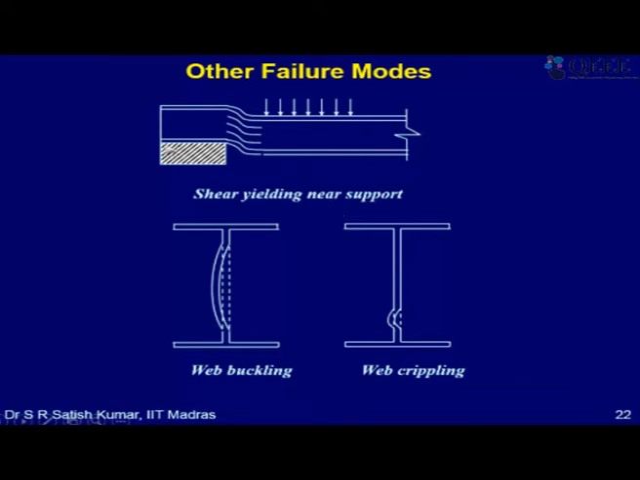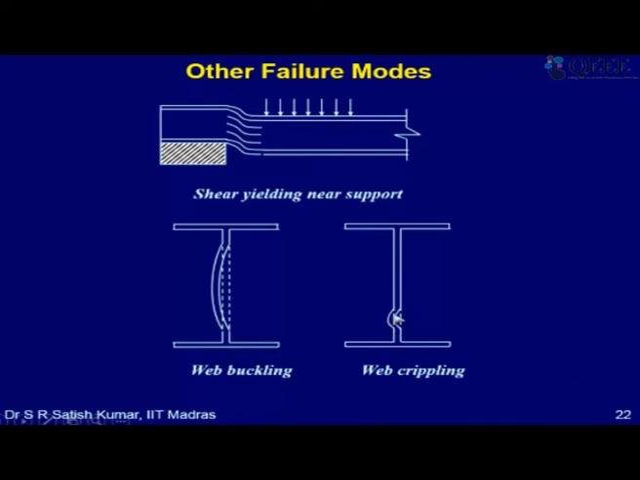Okay. Then other failure modes: beams also transmit shear. If the shear force exceeds the capacity of the web, then the web may yield in shear, as shown in this figure. That is covered in section 8.4 of the code. And then there could be, as I said, buckling of the web and crippling, which is also called crushing of the web.